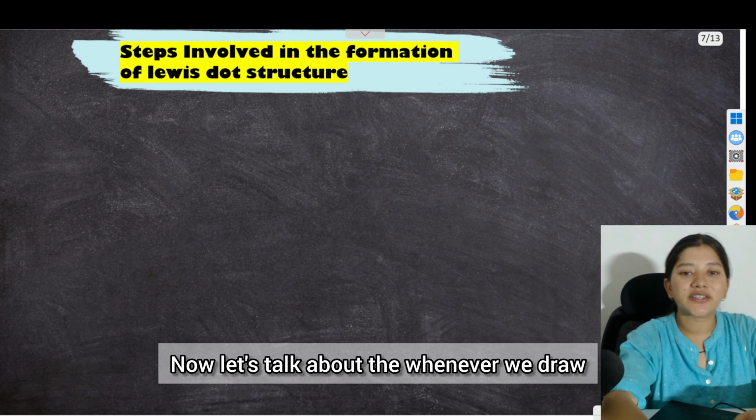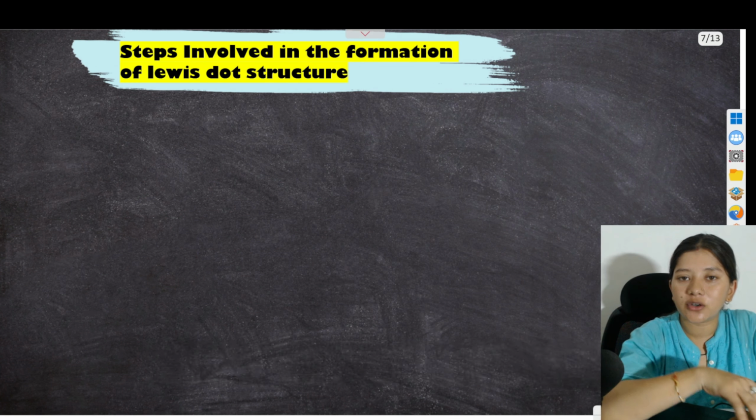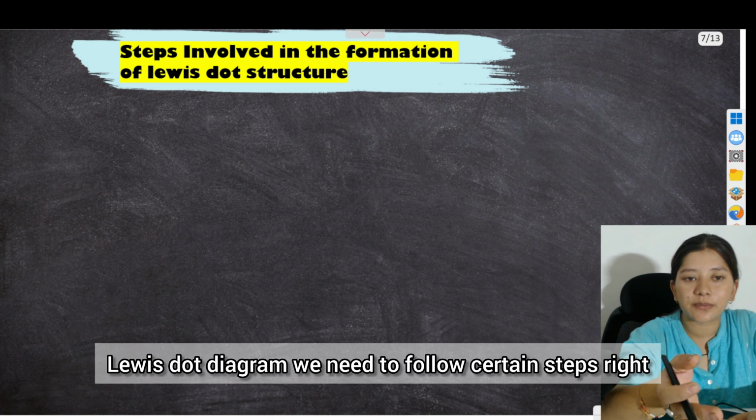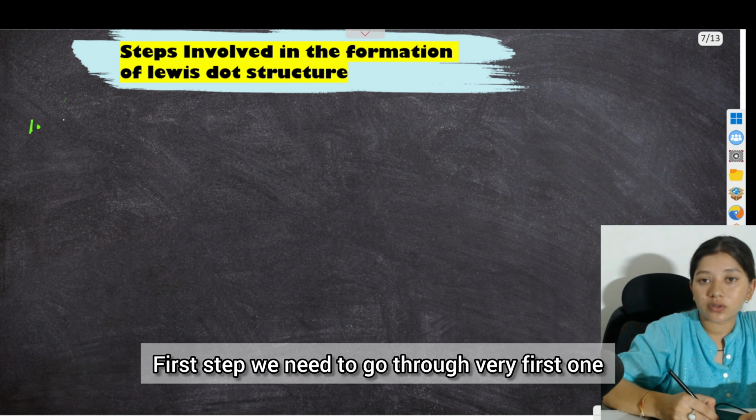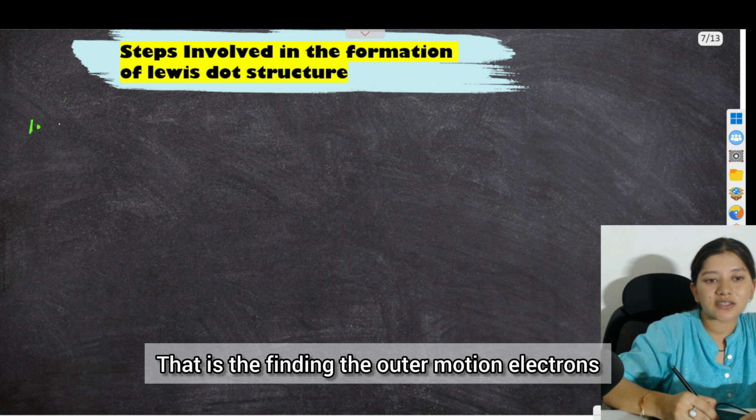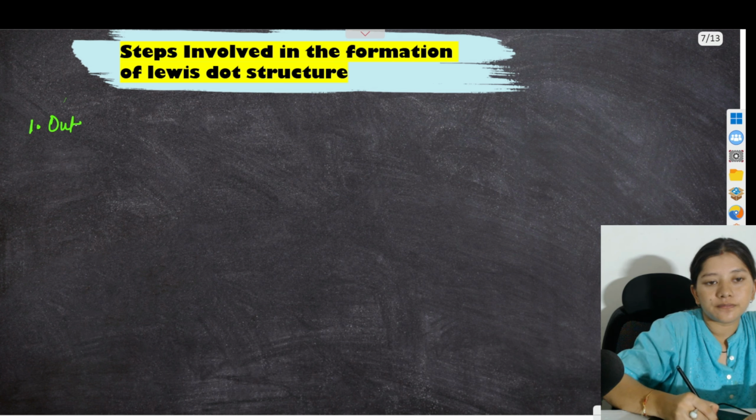Now let's talk about the steps, because whenever we draw a Lewis dot diagram, we need to follow certain steps, right? So we'll talk about that. The very first step is finding the outermost shell electrons. Most important thing.